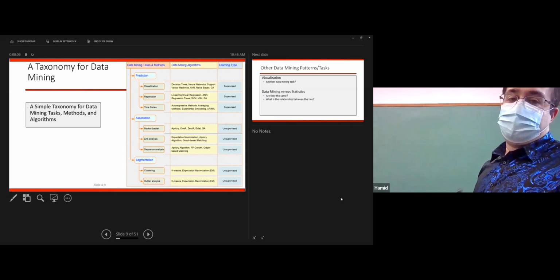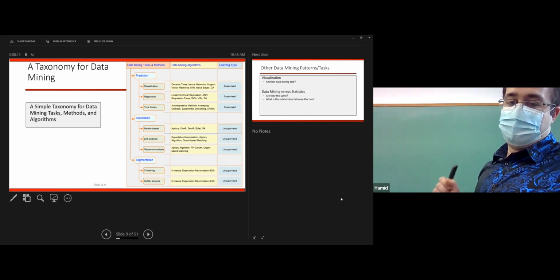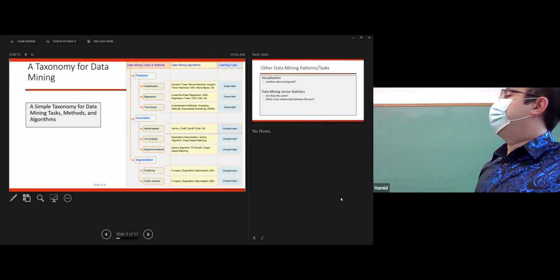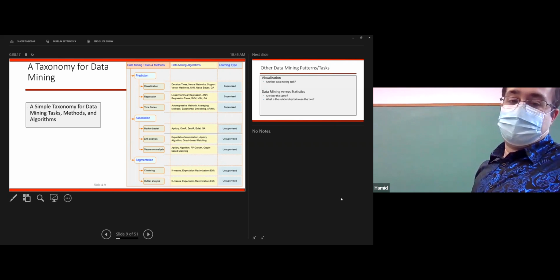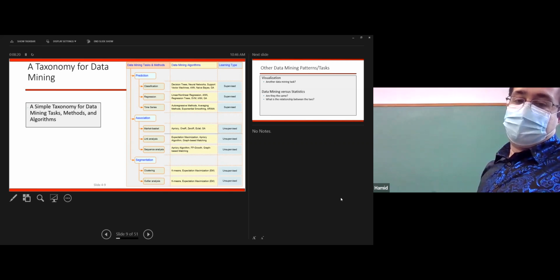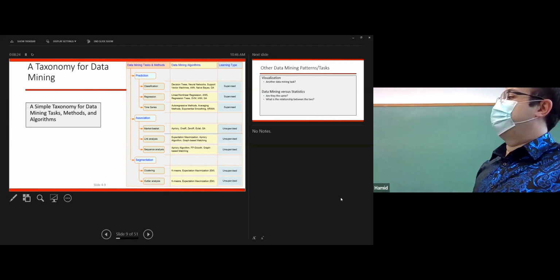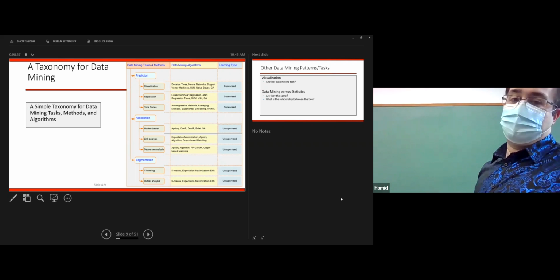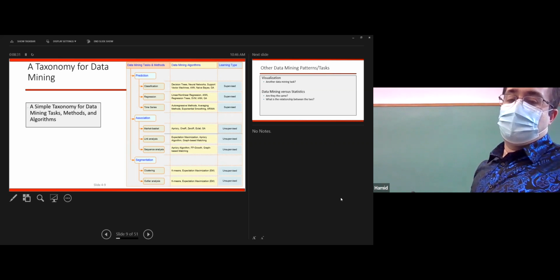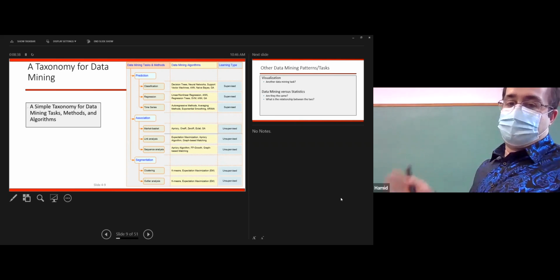So from the prediction part, we have some hands-on experience on classification and regression. From association, we will have market basket analysis. And from segmentation, we have some clustering. So basically, we cover all the types of data mining branches.